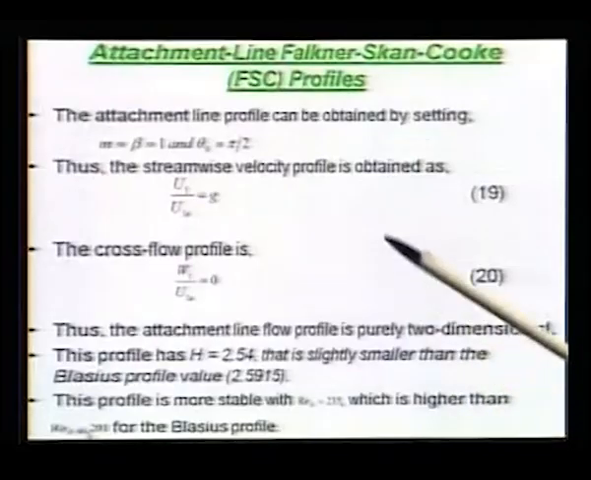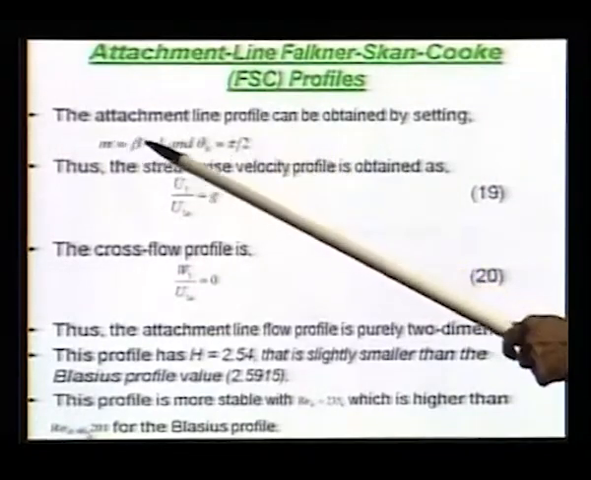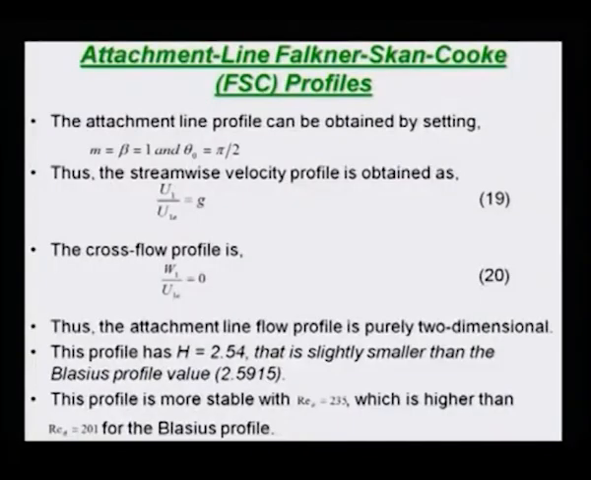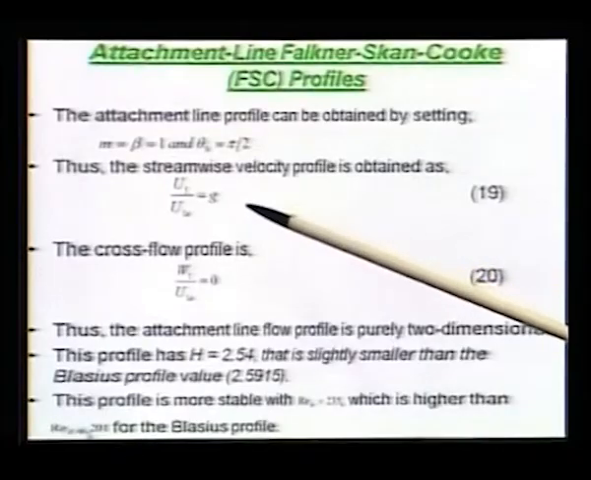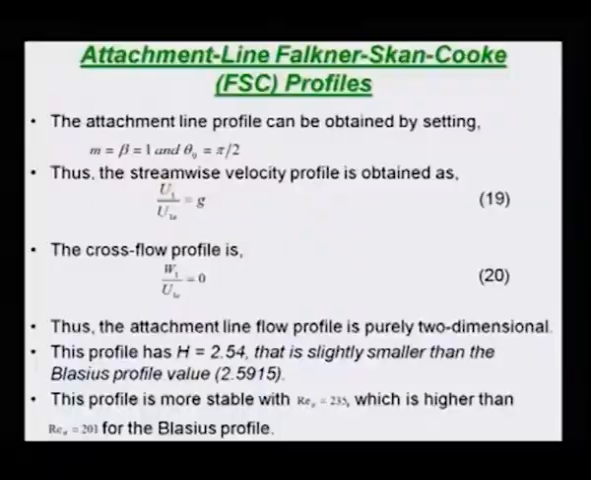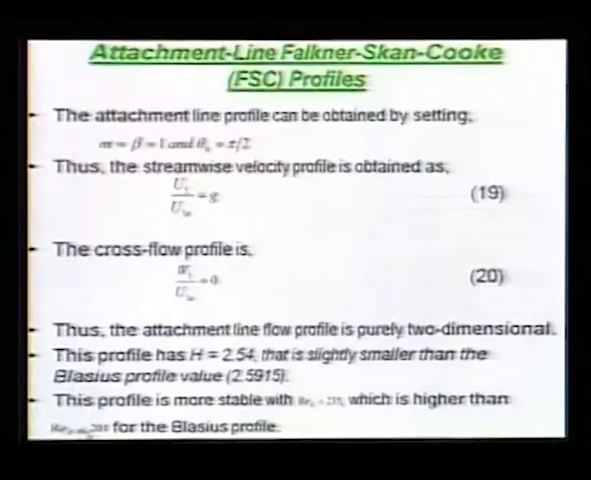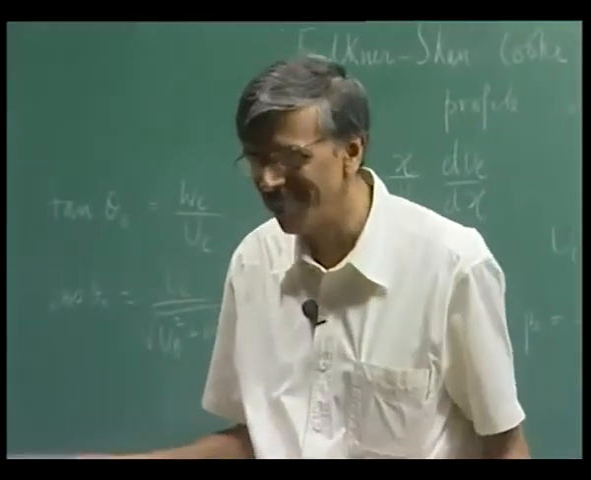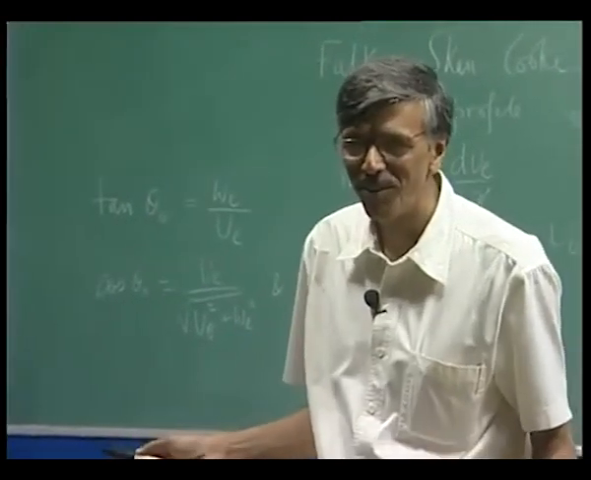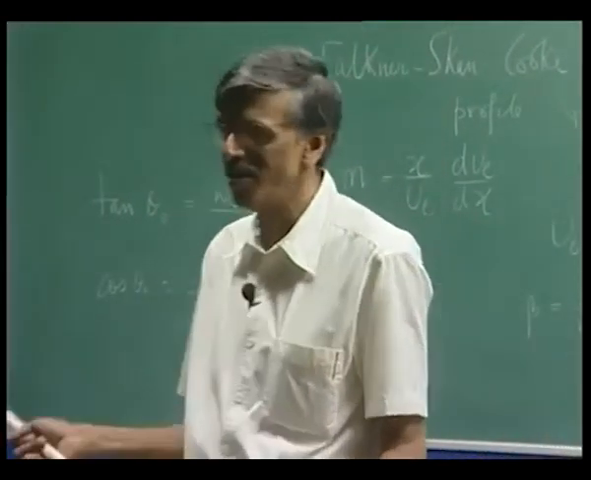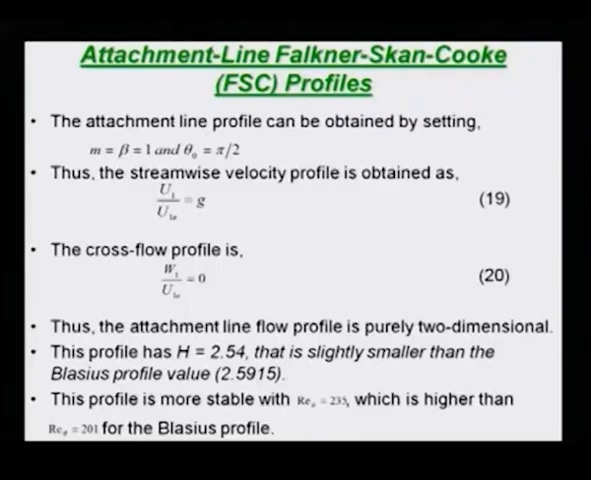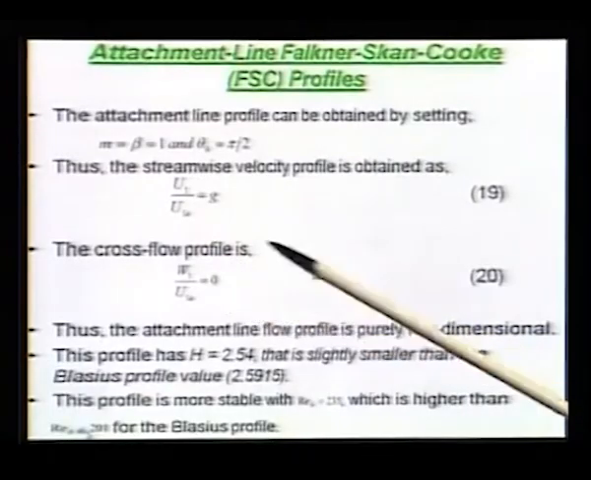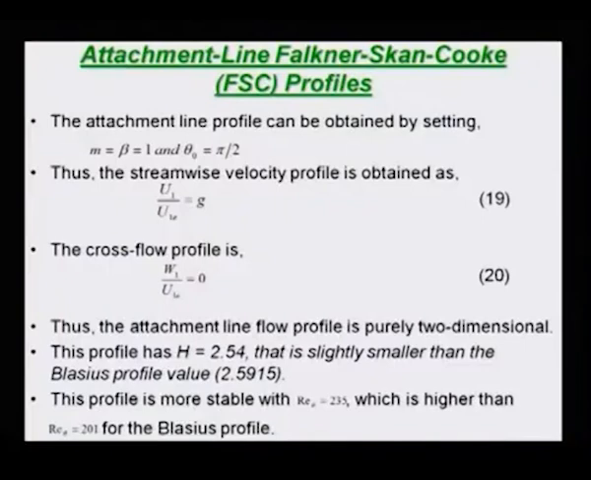So, what happens is, we can use this information in the previous slide. What we have seen in the expression, what will we get? The streamwise velocity is just simply given by g, okay. And the cross flow profile is equal to 0. So, what happens? This is the magic of Prandtl. He has shown that the flow is two dimensional, because you have only one component of velocity, the other component is identically equal to 0. Okay. So, that is what it is.